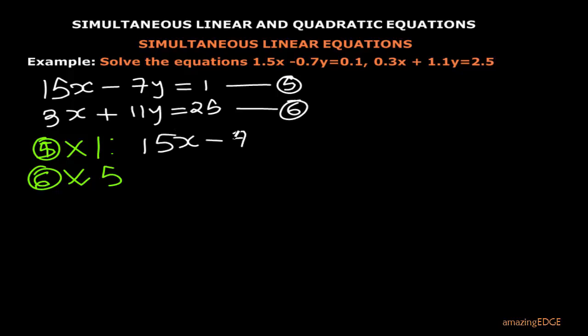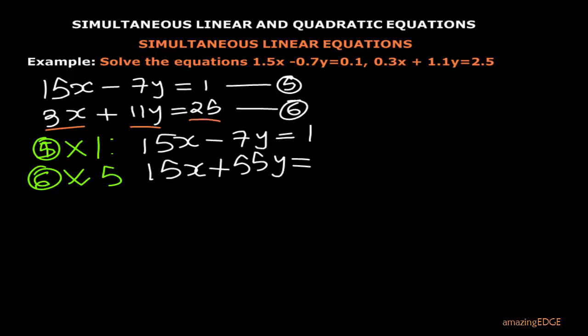15x minus 7y equals 1. So there's no problem here. Then in equation 6 you're multiplying by 5. So 5 times 3x will give us 15x. Then 5 times 11y will give us 55y. Finally, 5 times 25 will give us 125.